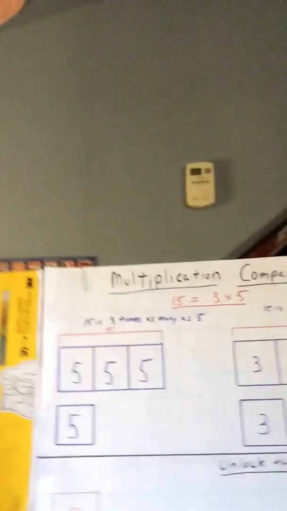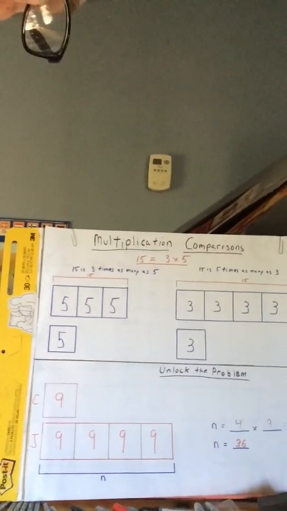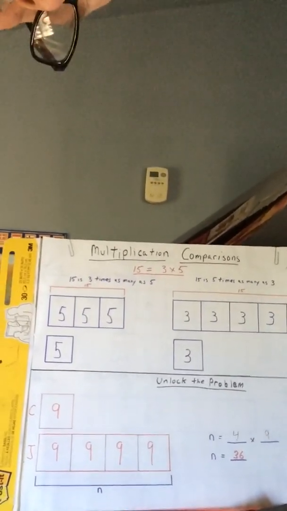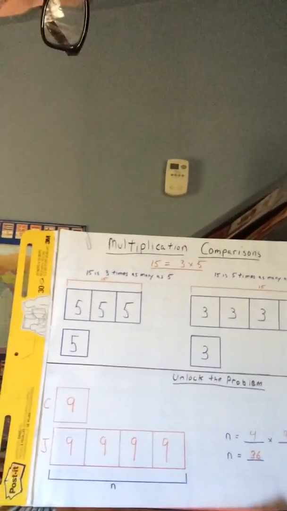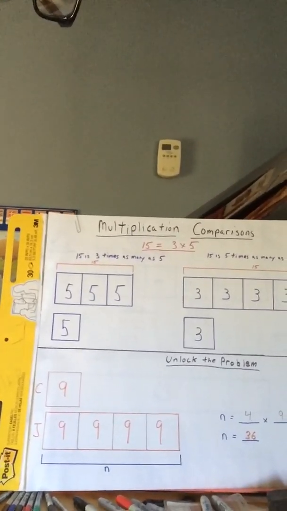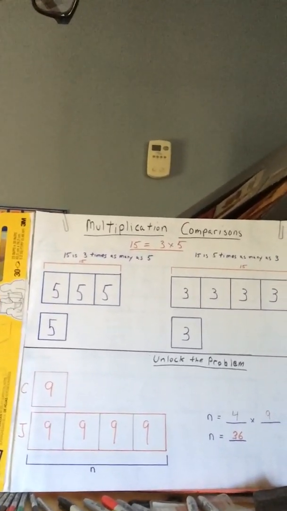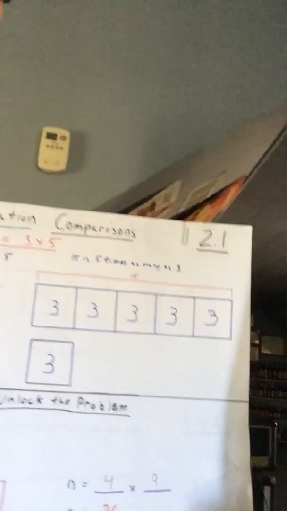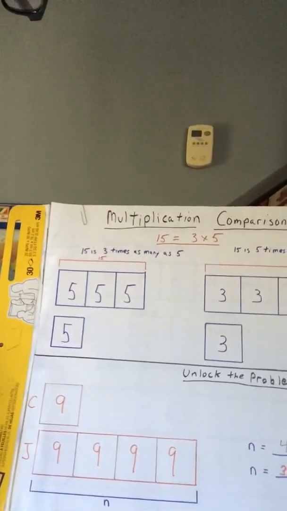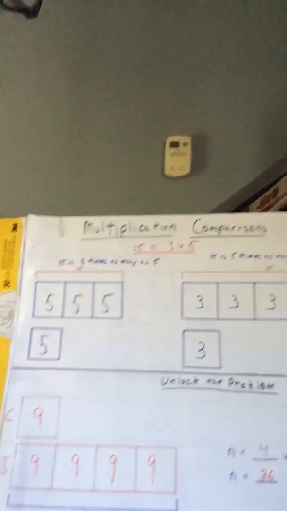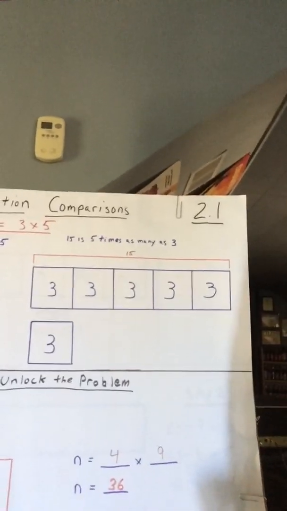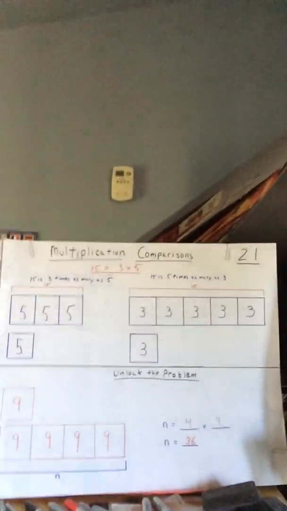Okay, here we go. Notice, C is for Carly. She has 9. Jack has 4 times as many. So what we do is we draw 1 box for Carly, put a 9 in it. We draw 4 boxes for Jack because Jack has 4 times as many. We put a 9 in each box. And then we have our equation, n equals blank times blank. Well, as you notice, we have 4 and 9 is in each box. So 4 times 9 would equal 36, and n, therefore, is 36.